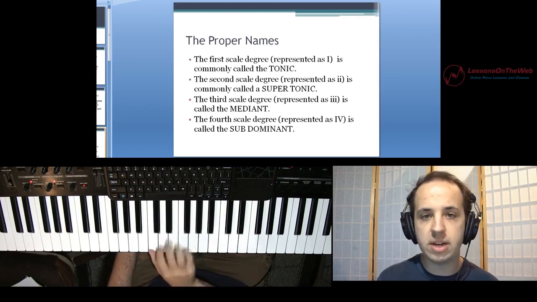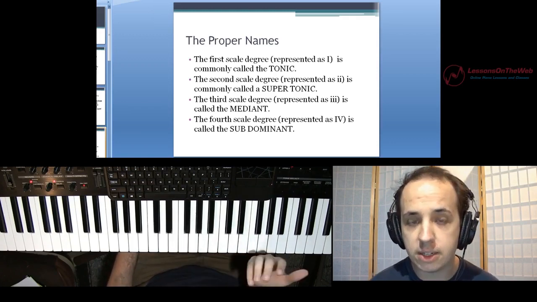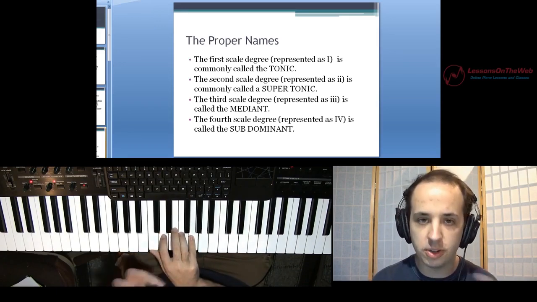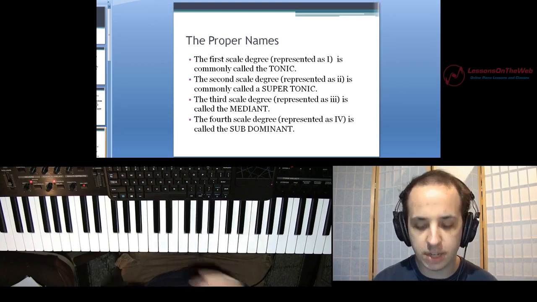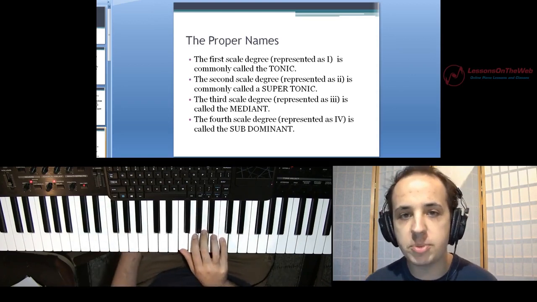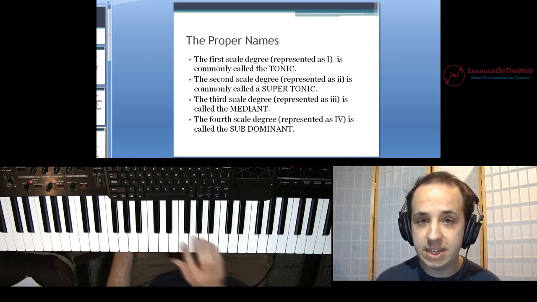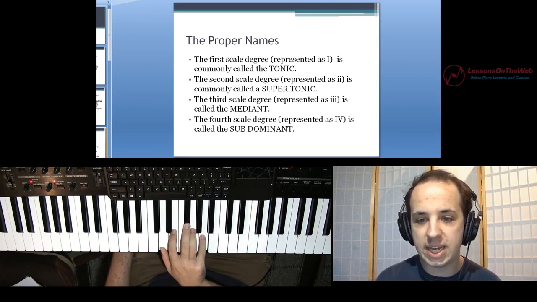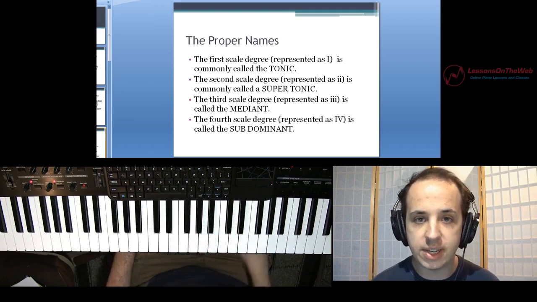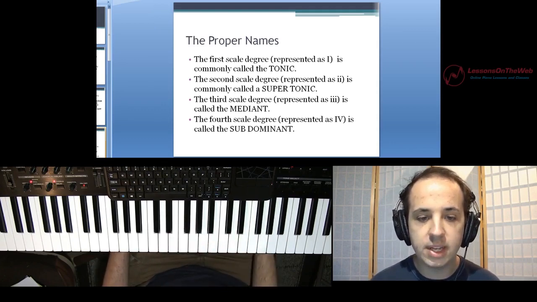So if I say to play a tonic chord and you're in the key of C, you want to play the scale built on the first scale degree. If we're in the key of F and I say to play a tonic, you want to play an F major scale because that's built on the first scale degree. If we're in the key of D, especially D major, you want to play a D major if I say to build a tonic chord in that key.